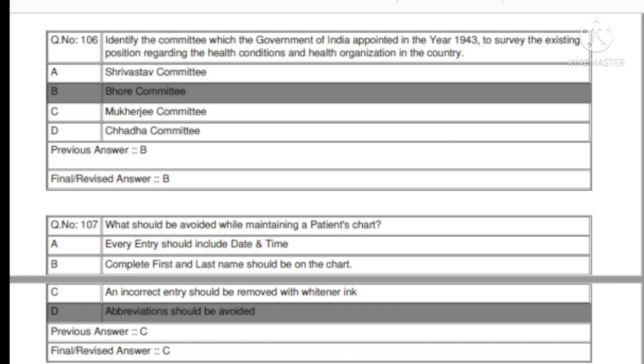As far as the C part is concerned, Mukherjee Committee was appointed in 1965 and it was related with family planning. As far as Chadha Committee is concerned, it was appointed in 1963. Its motive was to study the National Malaria Eradication Program. So Chadha Committee is concerned with the National Malaria Eradication Program.